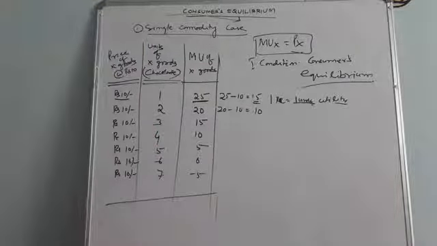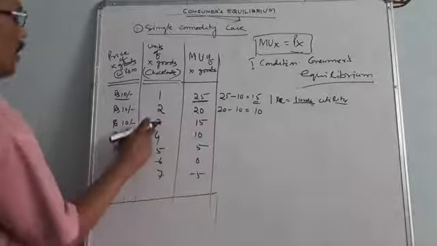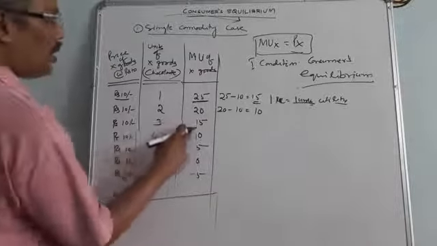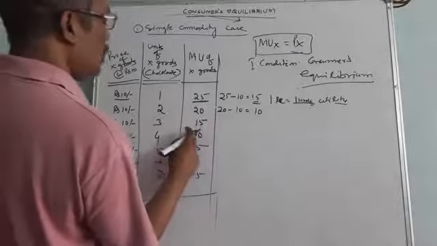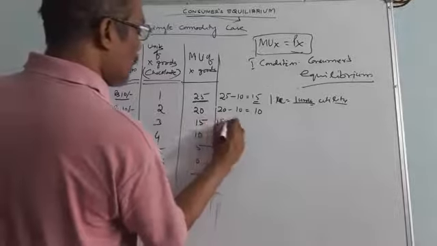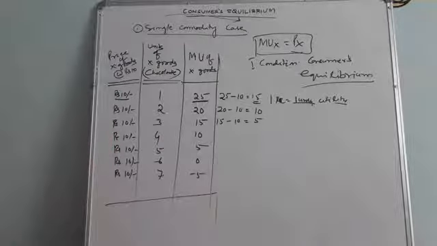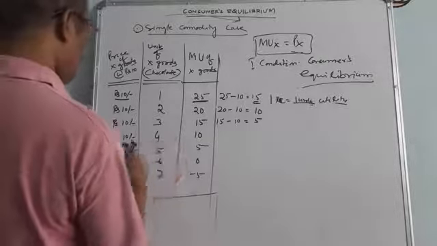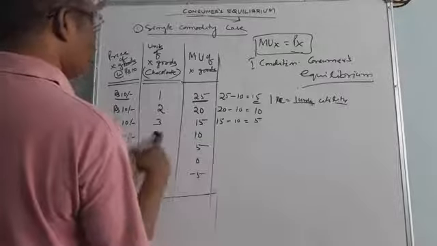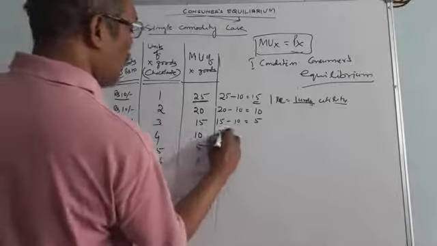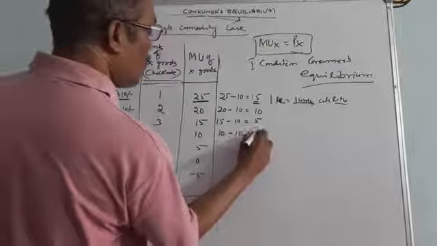Similarly in the third case, when you spend 10 rupees for the third unit, you get 15 marginal utility of X goods. So how much are you getting? 15 minus 10 equals 5. And in the fourth case, you spend 10 rupees and get marginal utility of 10. So 10 minus 10 equals 0.